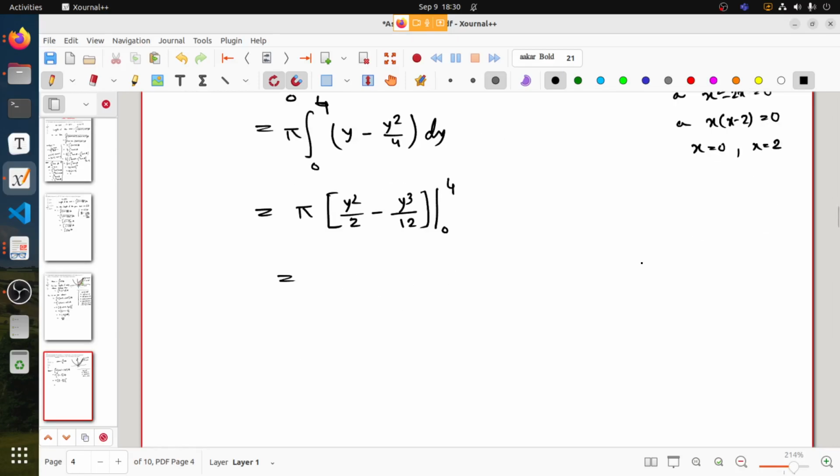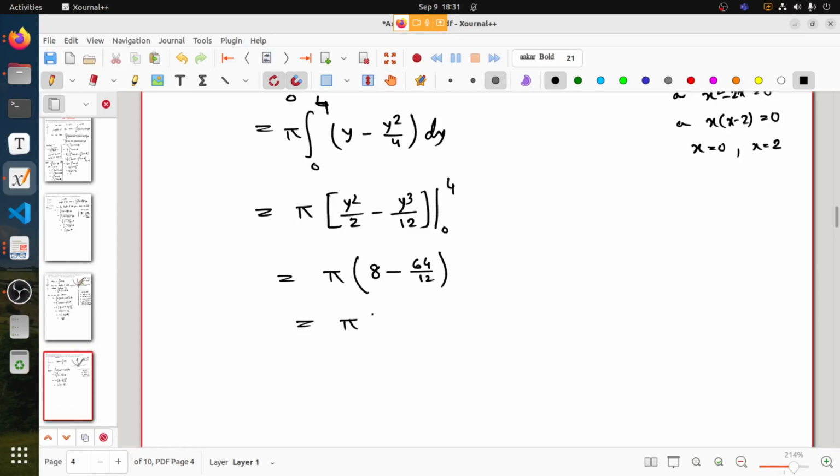So first put the upper limit 4. So if you put it, you will get 16 by 2, which means 8, minus 4 cube by 12. It will be 64 by 12, right? 64 by 12. Then minus 0, it will be 0. So we will get this.